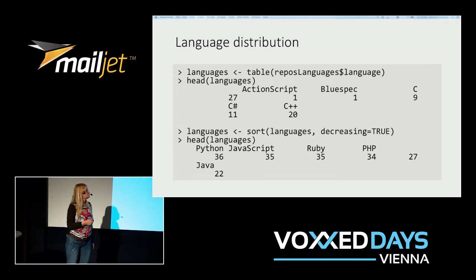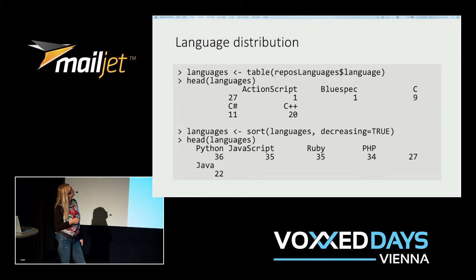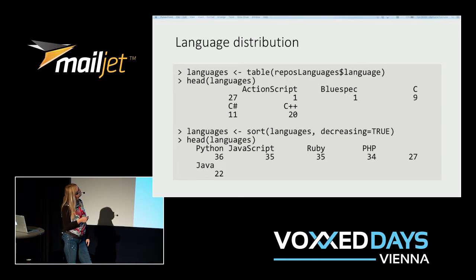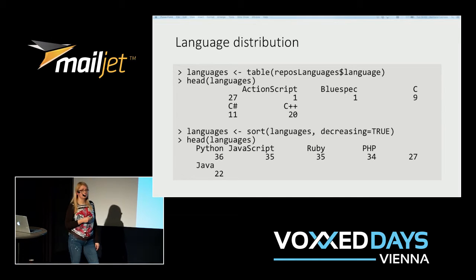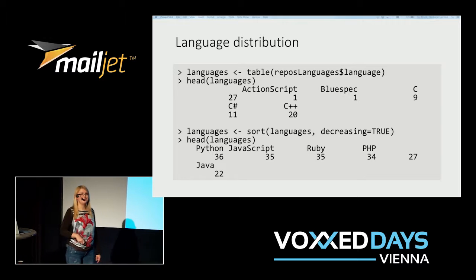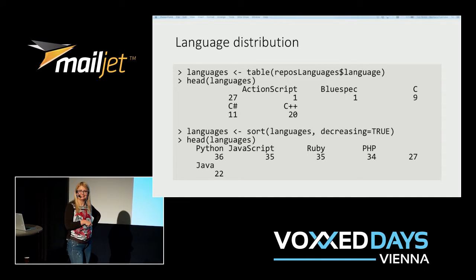If you just run table on the languages and then look at the head, you see action script, occurrence 1, blue spec occurrence 1, C9, some random data from the head, and you could notice that there is nothing here. What's this nothing here? No, those are missing languages. Remember when I replaced the null with empty string? This is it. And there are quite a lot of them.